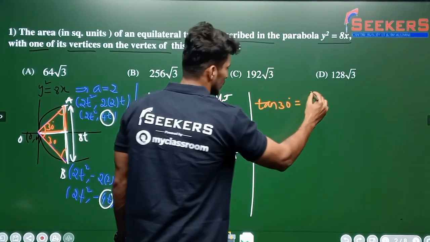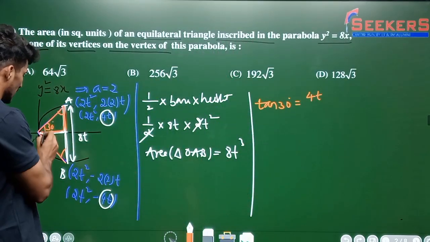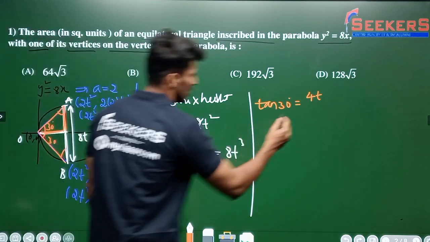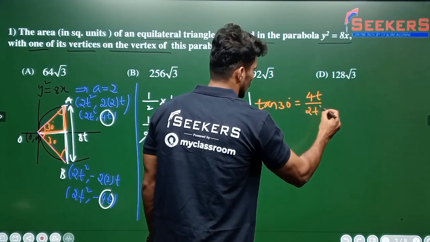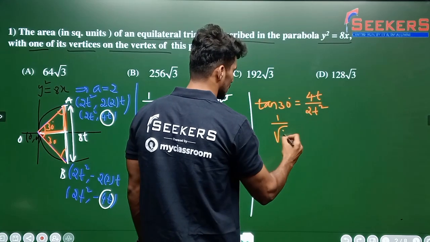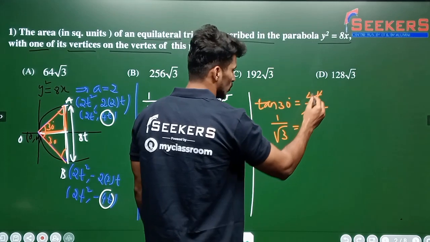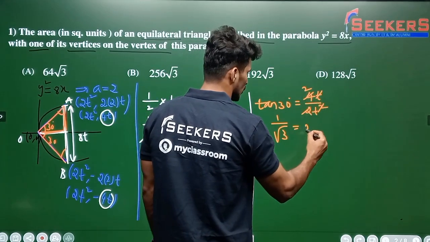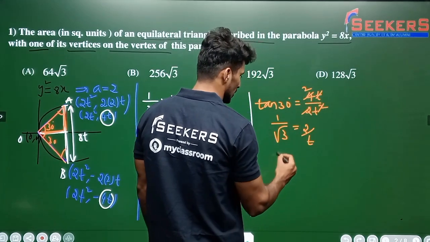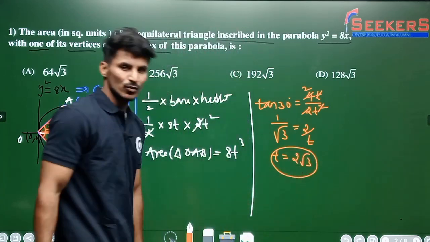So this length is 4t, and this is 2t square. So tan 30 is going to be 4t by 2t square. Tan 30 is 1 by root 3, and one t will get cancelled, and 2 by t I got. So t is going to be 2 times root 3. The t value I got is 2 root 3.